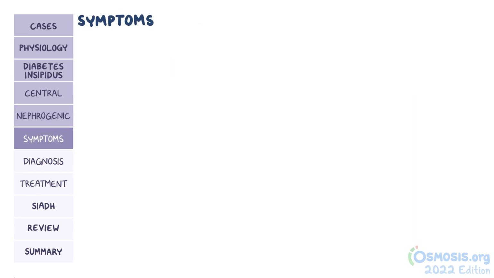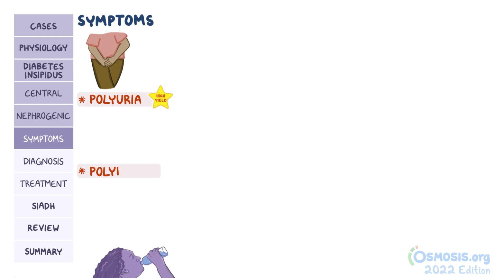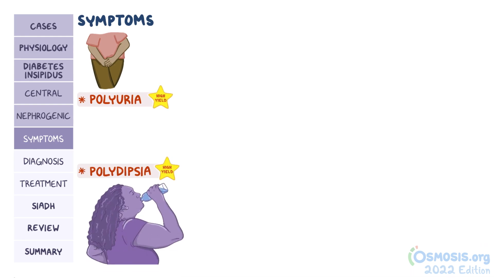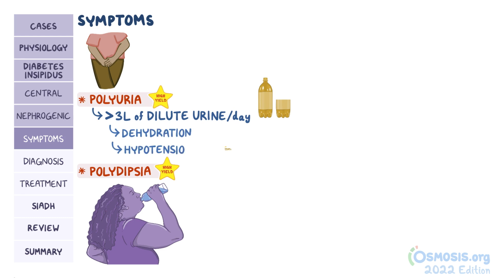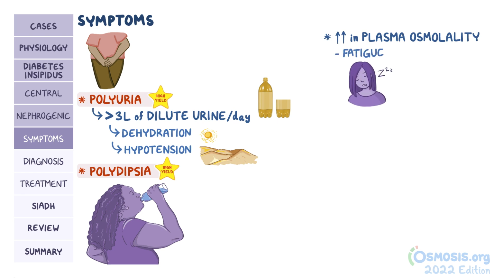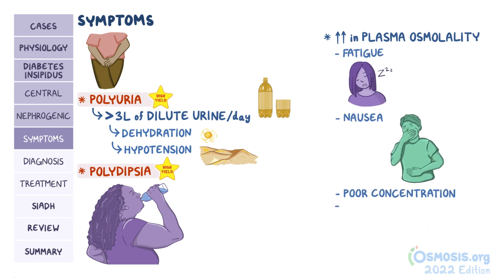Now, the symptoms of both central and nephrogenic diabetes insipidus are polyuria and polydipsia, and you have to remember this for your tests. A person with diabetes insipidus typically produces over 3 liters of dilute urine each day, so it can quickly lead to dehydration and hypotension. This increase in plasma osmolality can result in fatigue, nausea, poor concentration, or confusion.